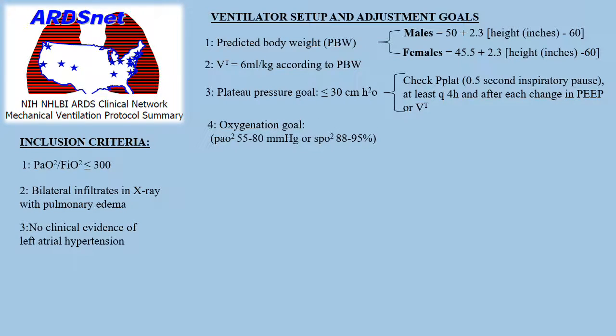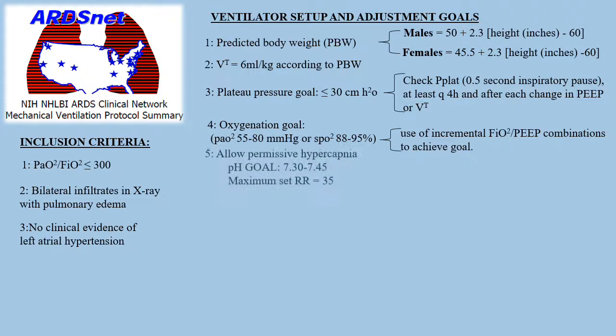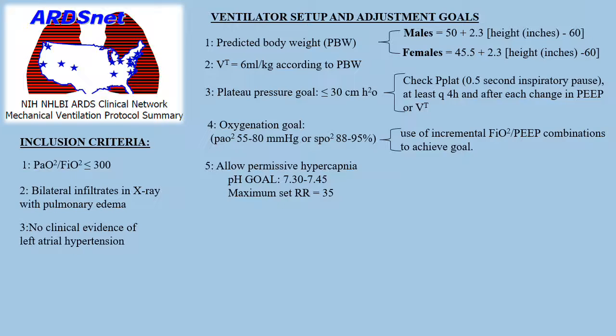Your fourth goal is the oxygenation goal. In this goal, you must maintain the PaO2 between 55 to 80 and SpO2 between 88 to 95. Your fifth goal is permissive hypercapnia.